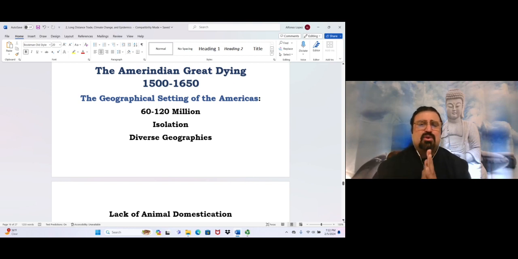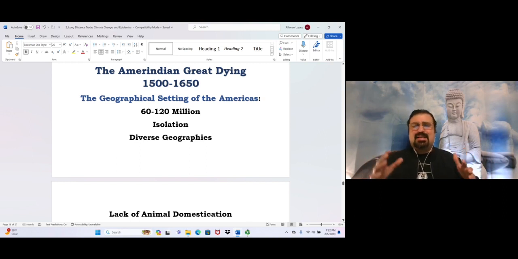All right, so let's look at the geographical setting of the Americas in order to identify, for example, just basic demographic information, and also some of the topography of this area. Well, when Columbus arrived, it is estimated that this continent housed anywhere between 60 to 120 million people. Again, the most conservative estimate is about 60 million.